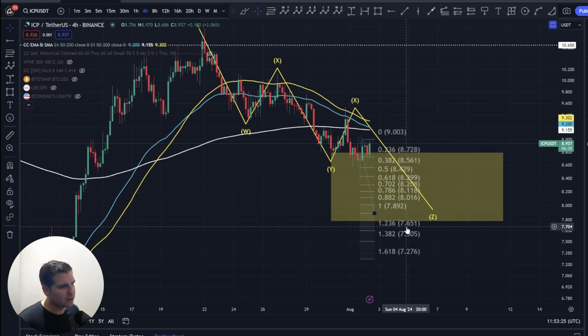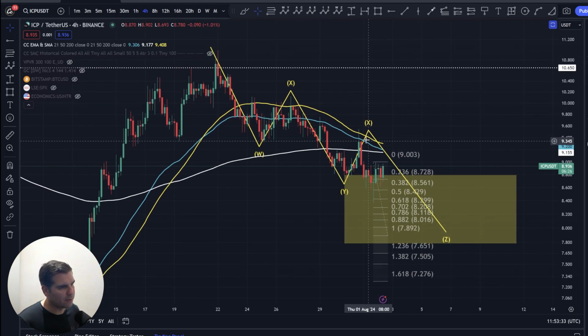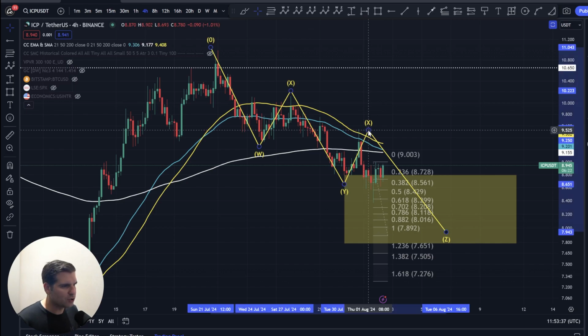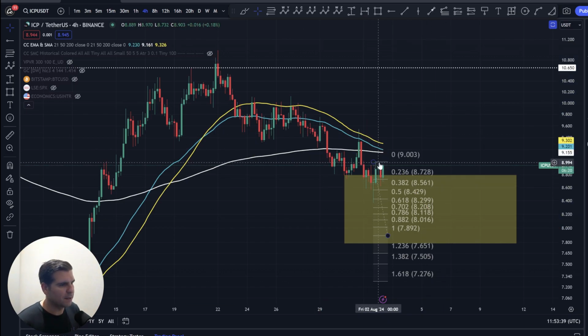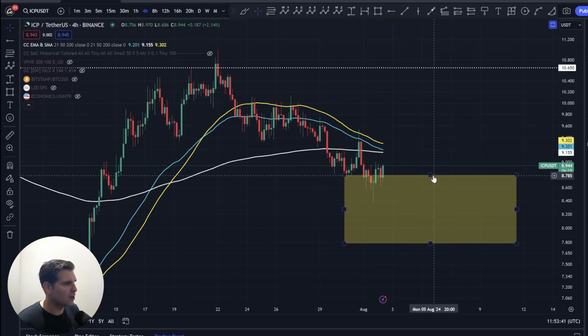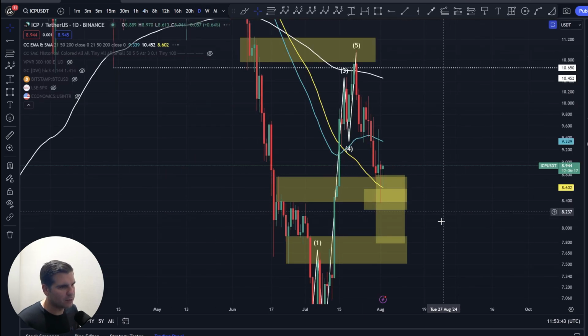So if this does go down, as I fear, into that lower, deeper range, then we are going to be, in my opinion, on a really significant rebound to the upside afterwards. So I'm watching out to see whether or not we get confirmation of such a move for ICP. I'm going to go ahead and take this off the chart. I'm going to leave the yellow box on there and come up into our daily.